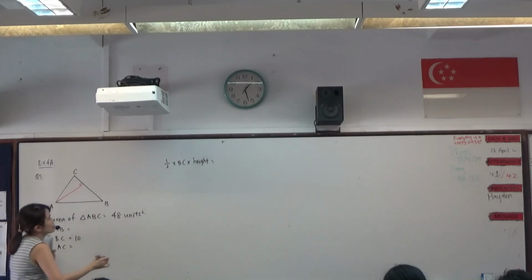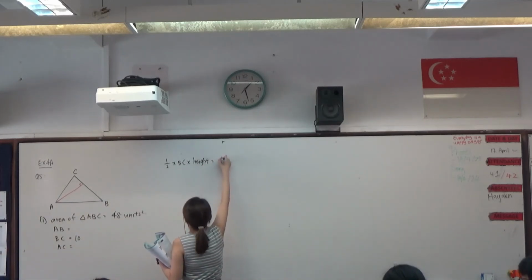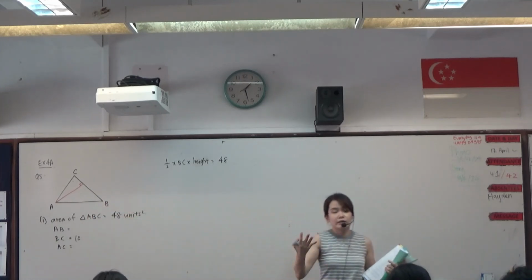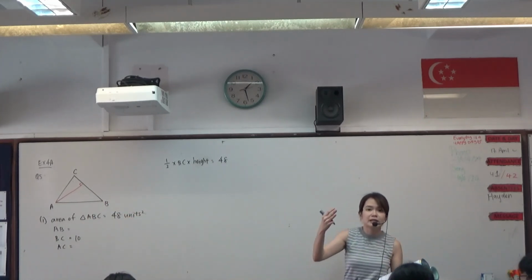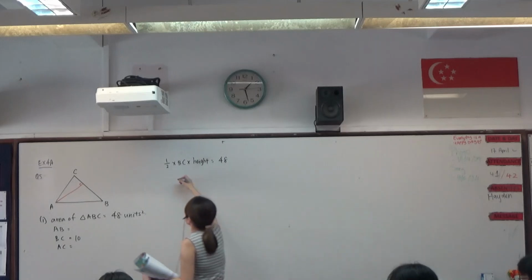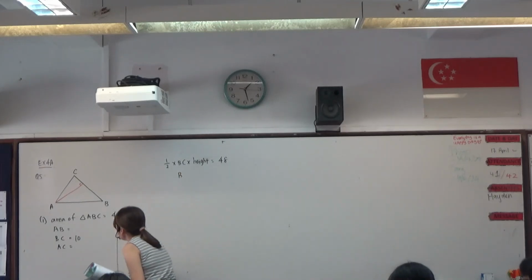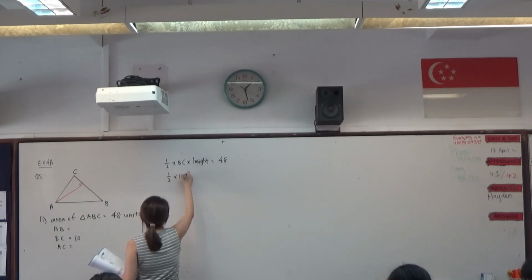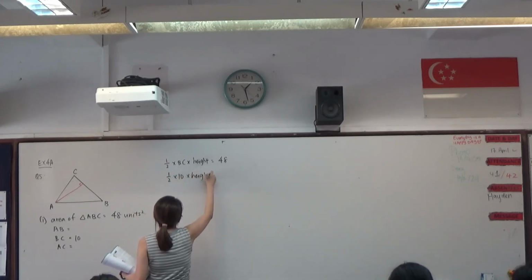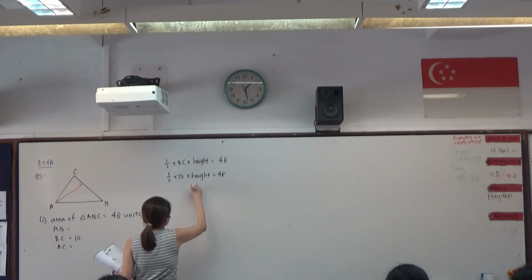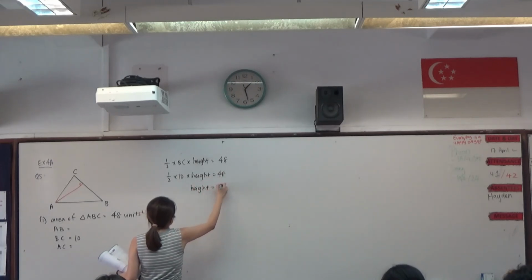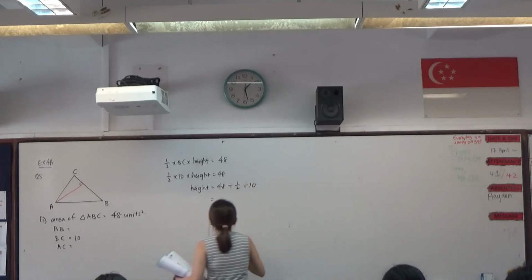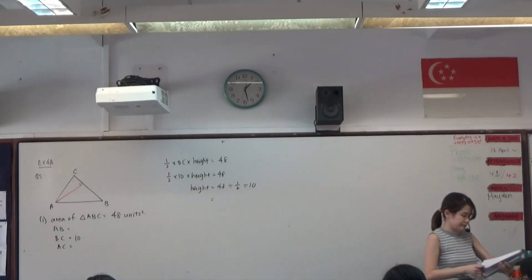10. So this area is supposed to be equal to 48 units squared because it's the same triangle. It cannot be that you take a different perspective and your area changes. So BC being 10, your height would be equal to 48 divided by half divided by 10. I'm sure you can calculate that in the calculator.